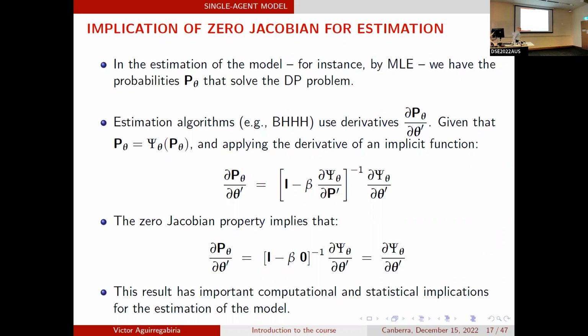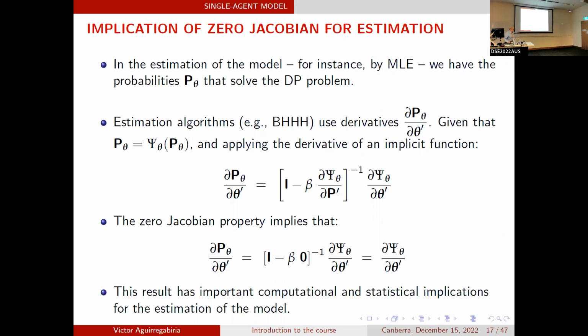Let's think about maximum likelihood estimation. Given our data, we have a likelihood function where we have the logarithm of these choice probabilities, these equilibrium choice probabilities P theta. And if we use, for instance, BHHH, and basically any gradient-based optimization method for maximization of this likelihood function, we will need to use the derivatives of these choice probabilities with respect to theta. Now, let's look at the structure of the derivative of these choice probabilities with respect to theta.